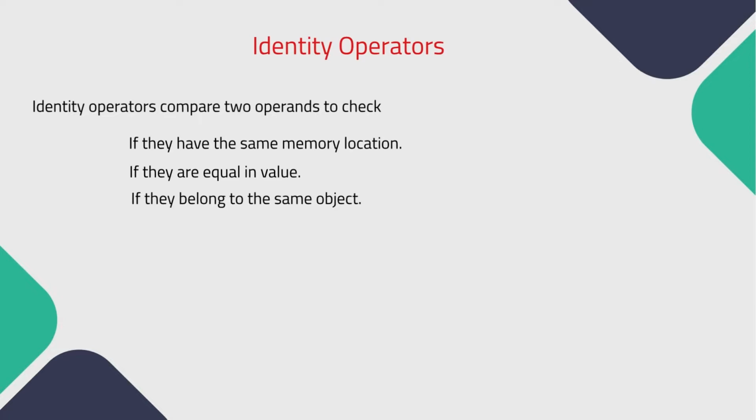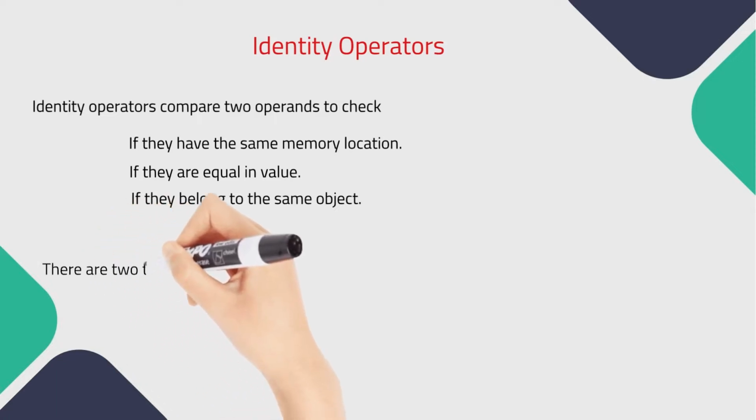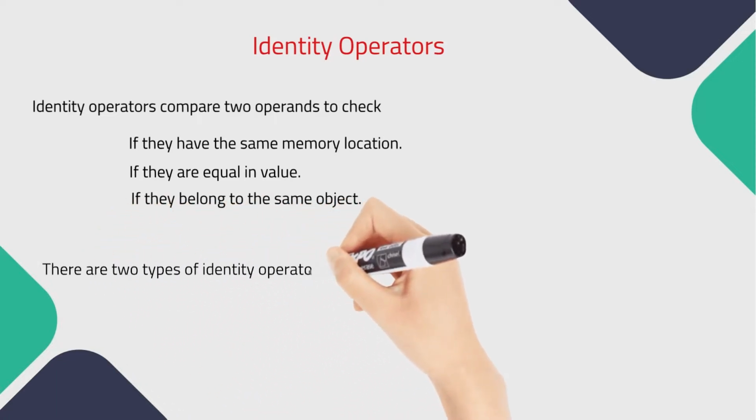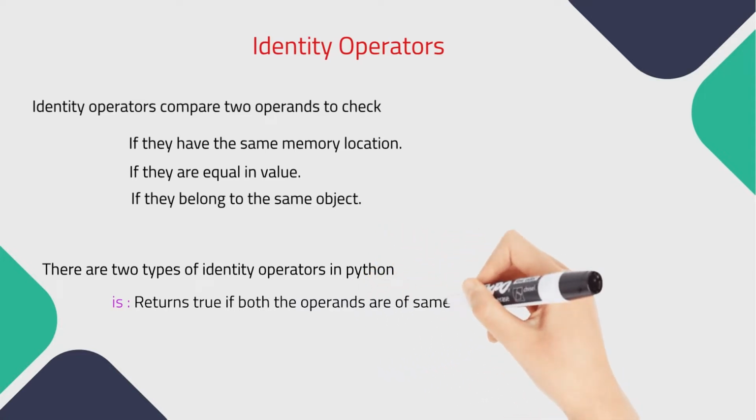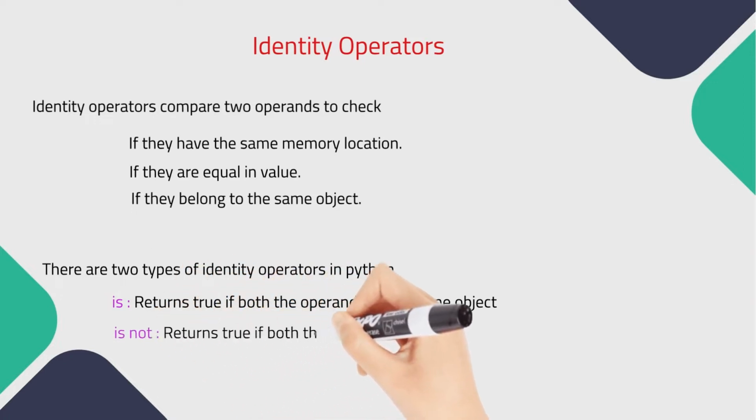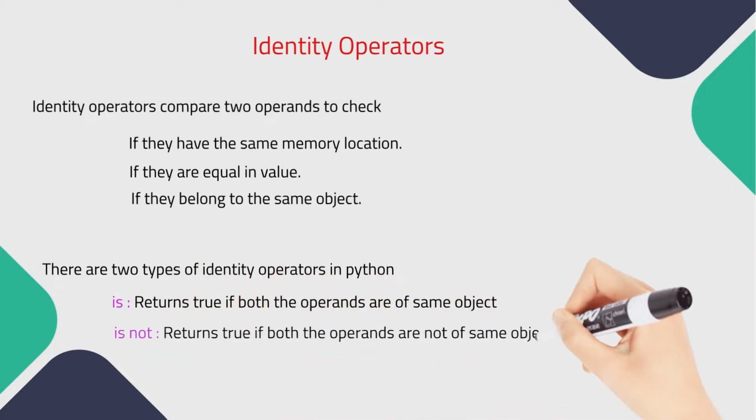We can use the id function to print the memory location of the operands. There are two types of identity operators in Python. First identity operator is the is operator. It returns true if both the operands are of the same object. Second identity operator is the is not operator. It returns true if both the operands are not of the same object.